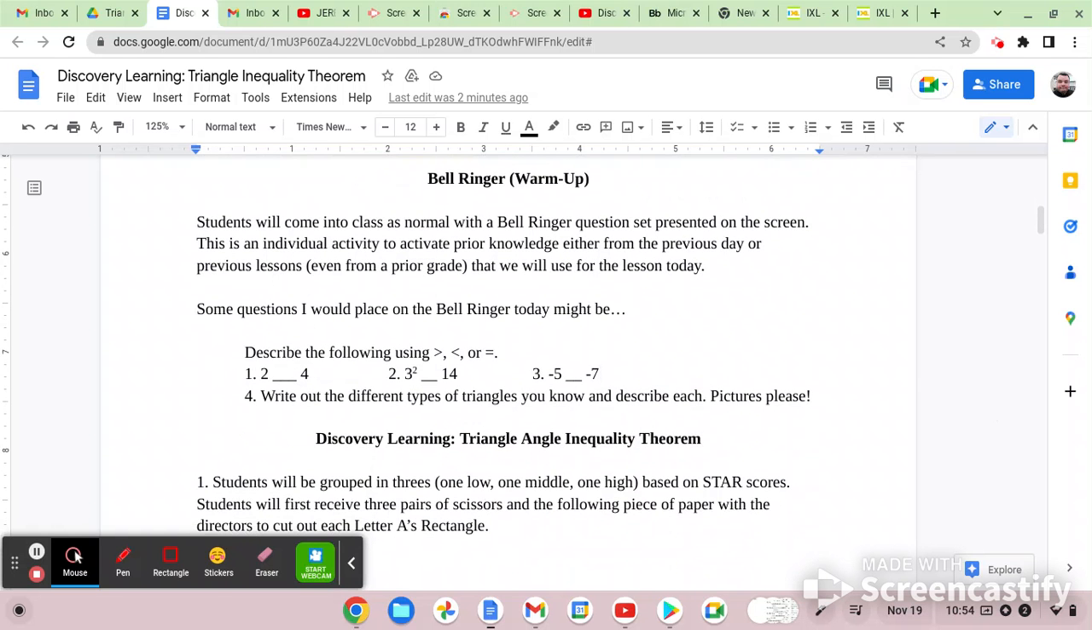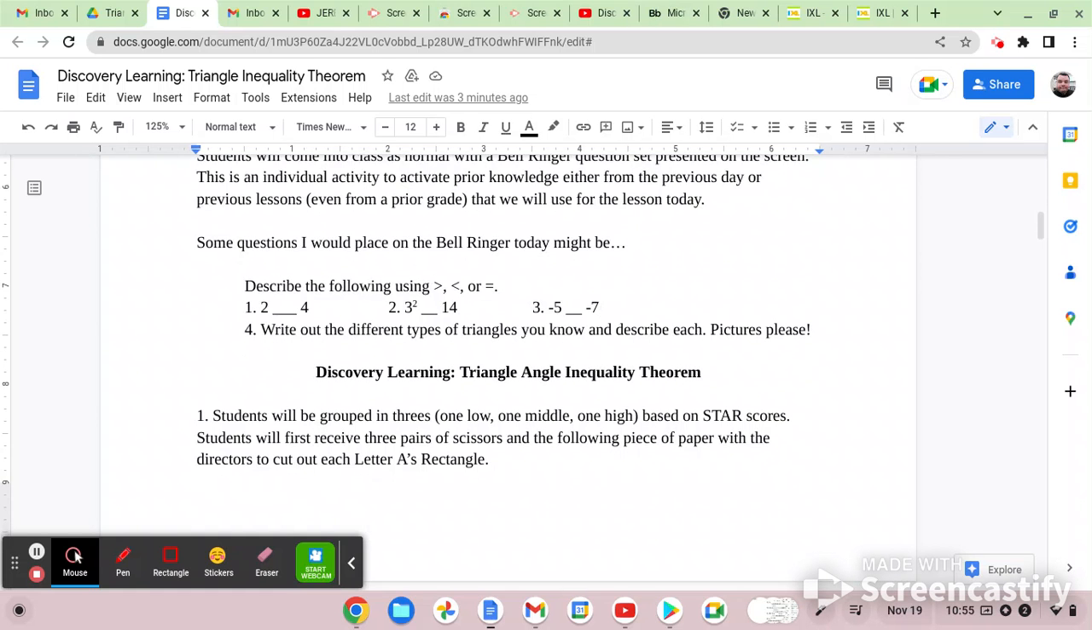So with our warm-up, our bell ringer, students will be used to this. This is something that we do every day. They're just going to be recalling use of our inequalities or equal sign. They'll be on 1 through 3, seeing if it's greater than, less than, or equal. And then number 4, just listing out what they know about triangles, maybe when it's isosceles, maybe they'll say something is right, and they'll describe a little bit about those. That gives the students a little bit of context that we are going to be focusing on triangles, so they'll need to recall everything they know about their sides.